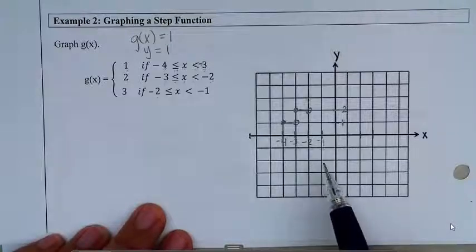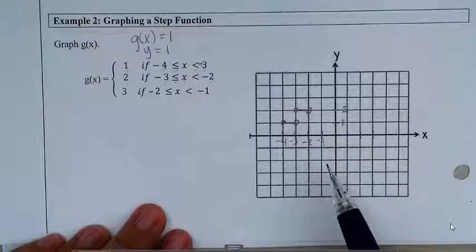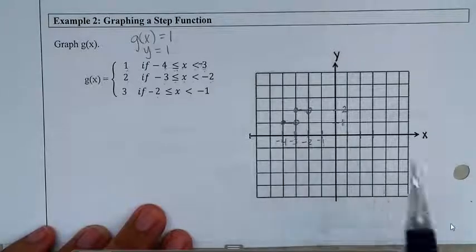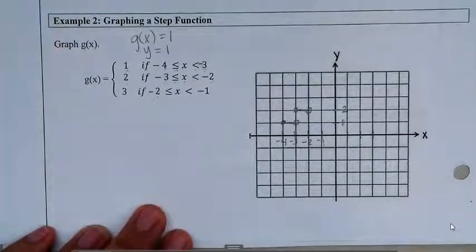These types of graphs are used a lot when you talk about like parking rates at parking garages. If you've ever been to a big city, right? And this is a bad example because it's got negative numbers, so I won't talk anymore about that right now.